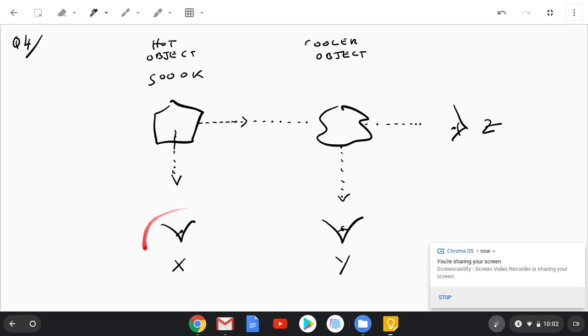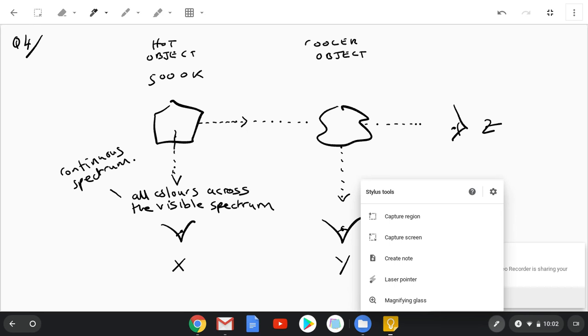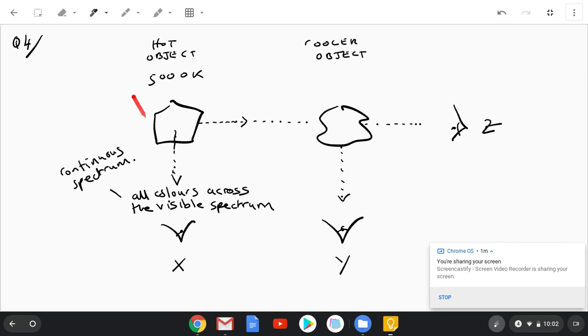So if you have person X, you're expecting all the colors across the visible spectrum to be observed, and that is called a continuous spectrum. Okay, now that light is emitted as a continuous spectrum in all directions. So this way, this way, this way, this way, in all directions.